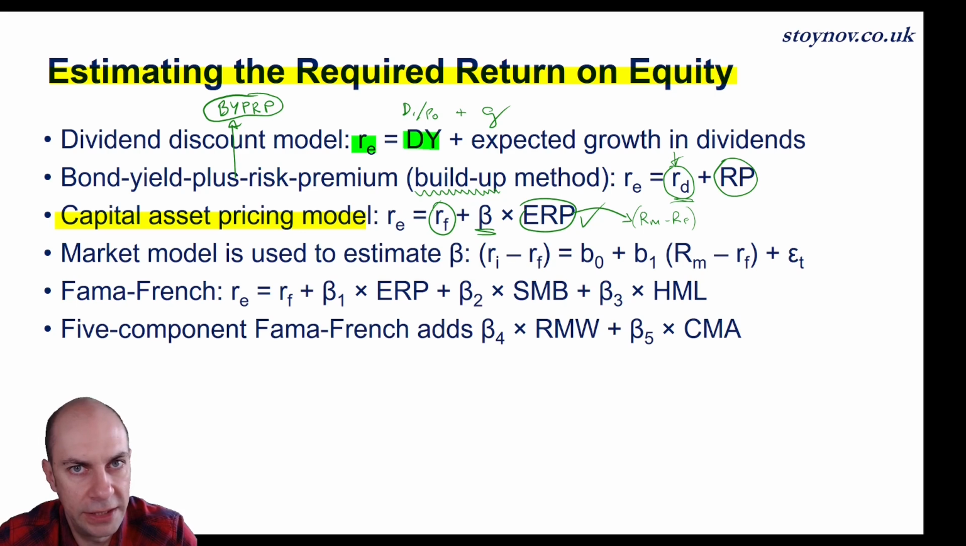And then the next thing that the examiner wants you to know is how we actually estimate the beta. So they might say, well, where's that beta coming from? Well, the buzzword is the market model. So the market model is a simple linear regression that is used to estimate the beta of the stock.